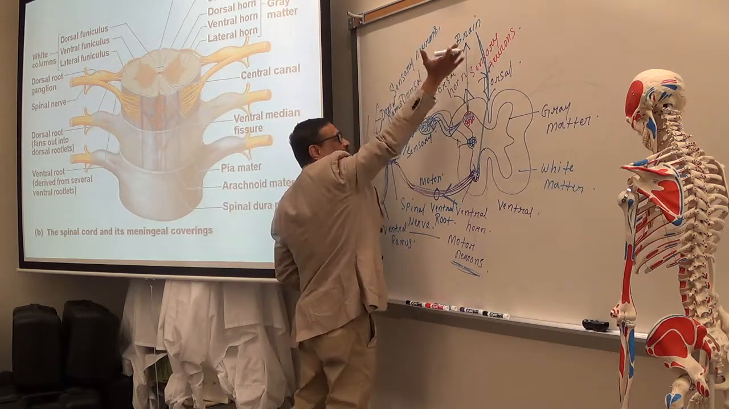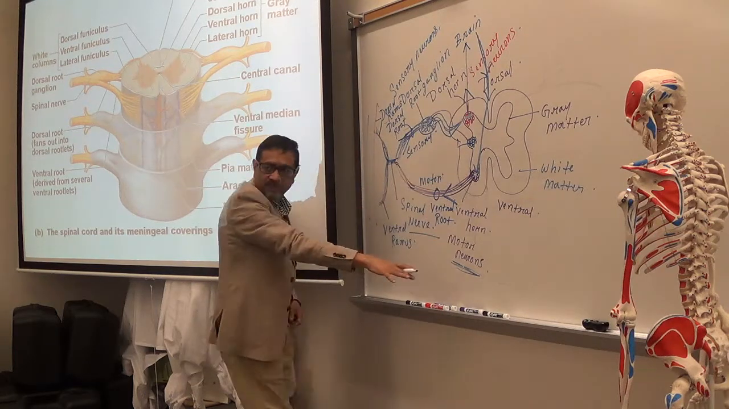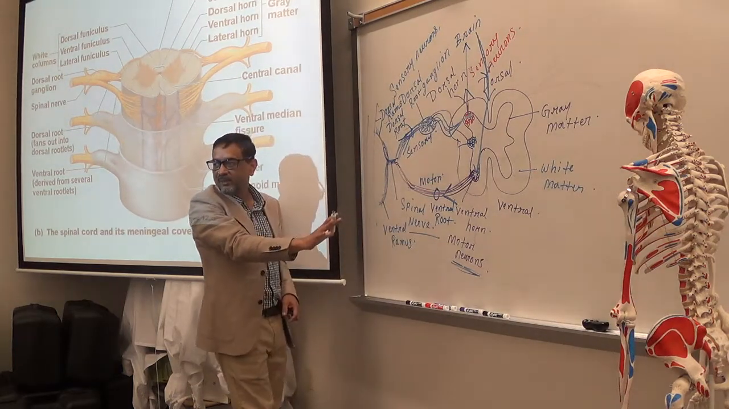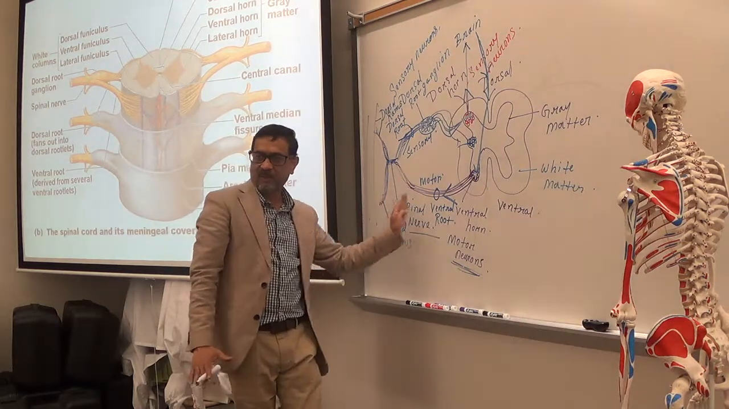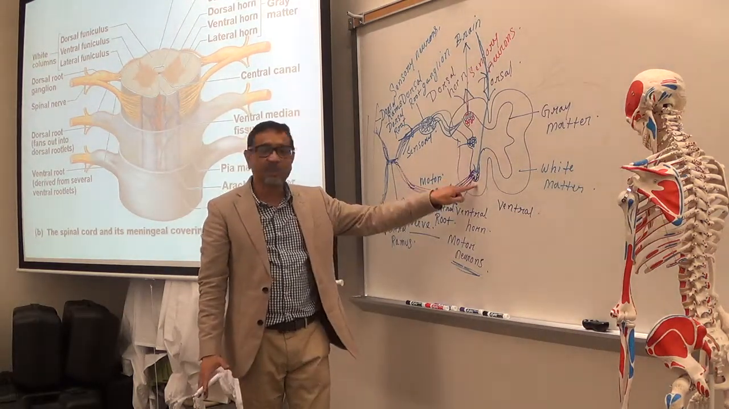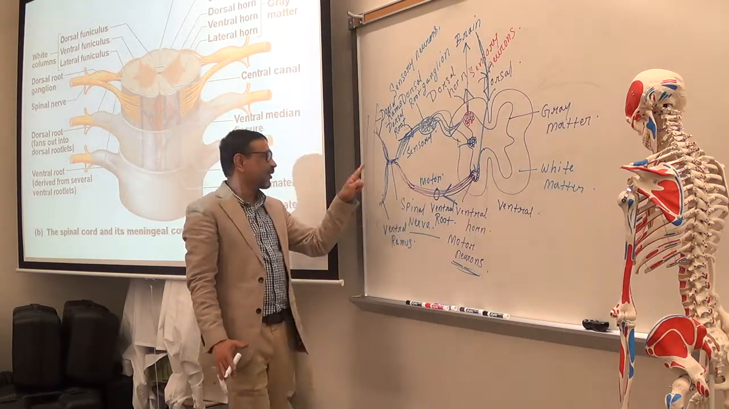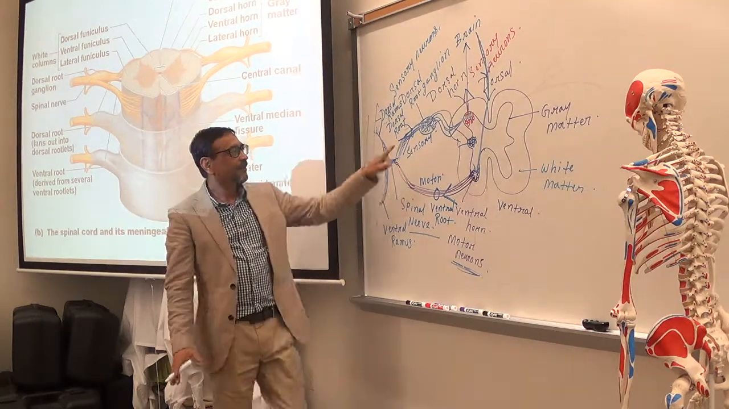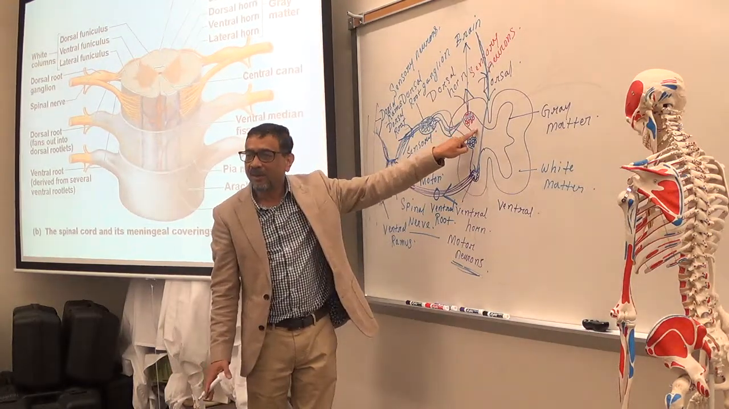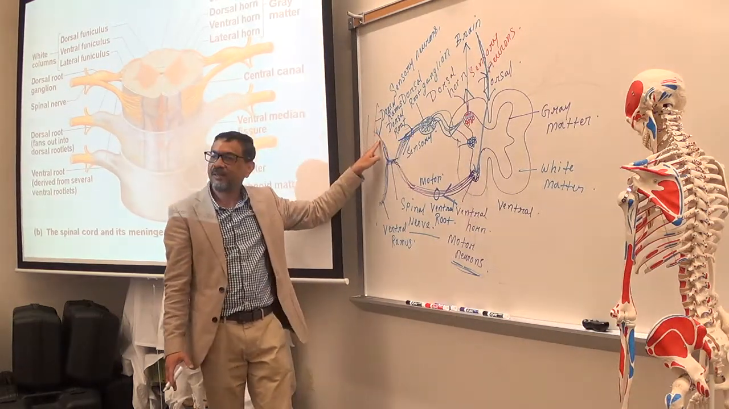Everything in the back is dorsal, everything in the front is what? Ventral. Make sense? So all these names start with ventral. This is what? Ventral horn. This is what? Ventral root. This is what? Ventral ramus. Is it clear? This is what? Dorsal horn. Dorsal root. Dorsal ramus.